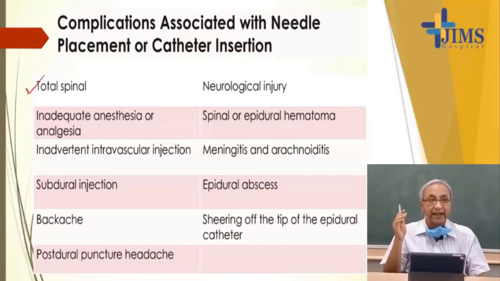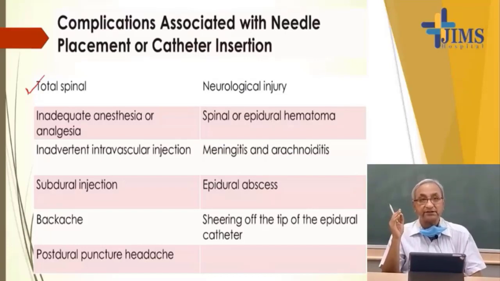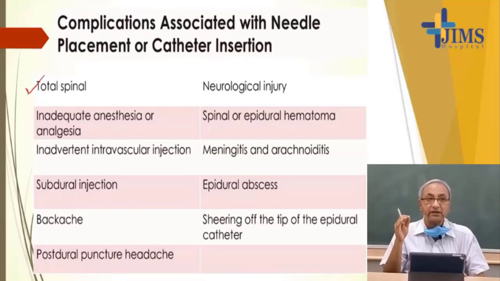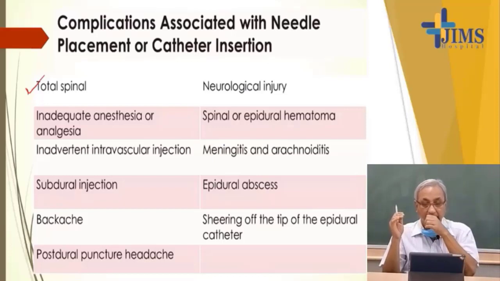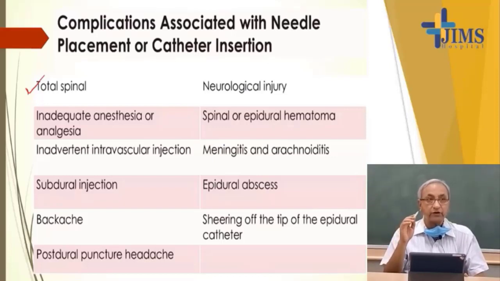The patient can complain of backache because the epidural needle is a very thick caliber, 16 to 18 gauge, while in spinal we use a 25 to 27 gauge, very thin needle. Because of the dural puncture in epidural, there can be post-dural puncture headache, which we are going to talk about later on. Neurological injury can occur in patients because the spinal cord can be damaged due to the thick needle.